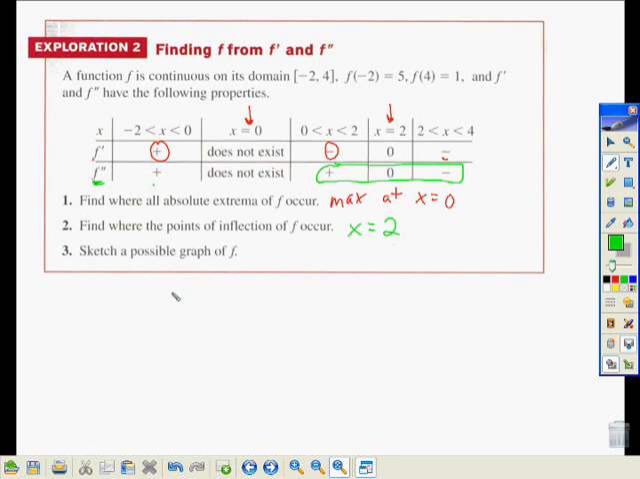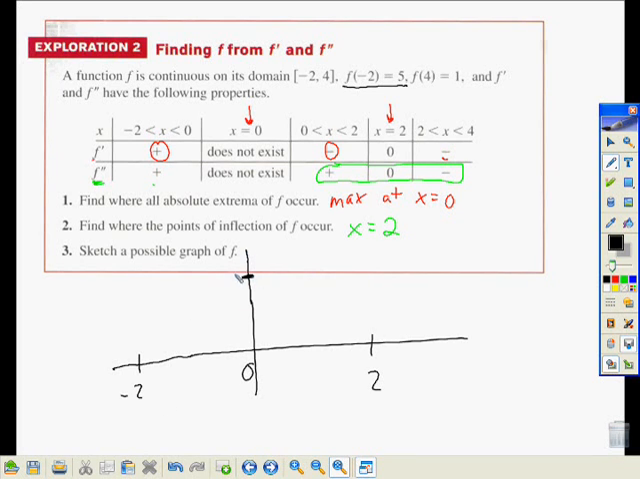They want a possible graph of this. So the important points are at 0 and at 2. Notice they do give us an initial point this time. F of negative 2 is 5. Maybe I should have made it a little higher, but okay, let's do it like that. And f at 4 is 1. So let's go ahead and put those 2 points on there.